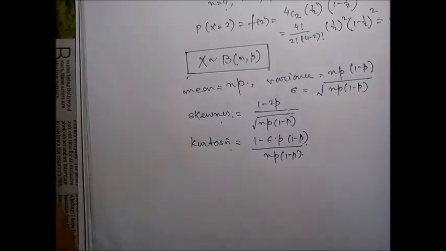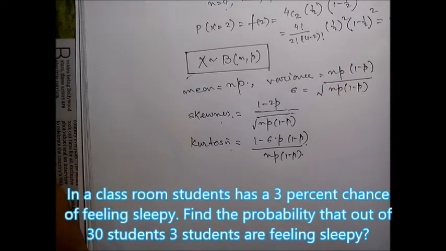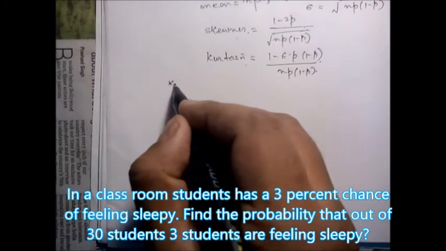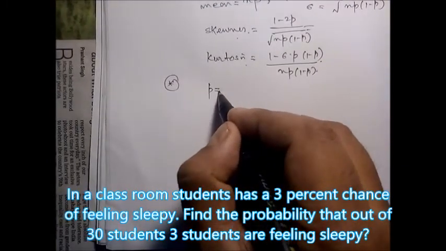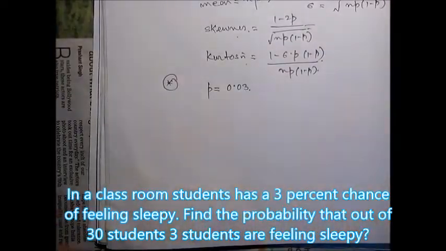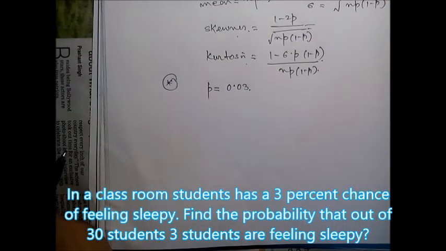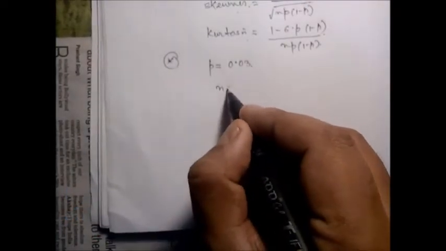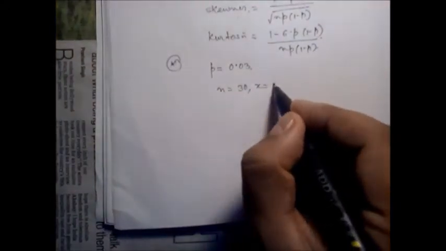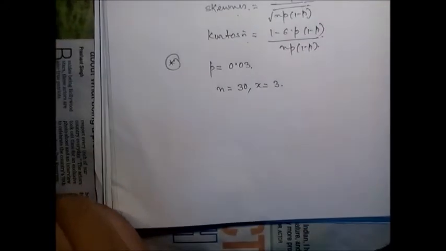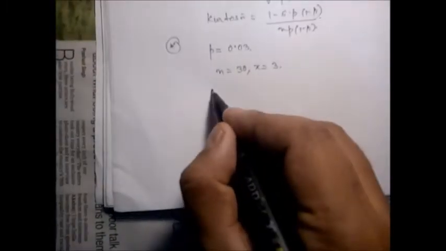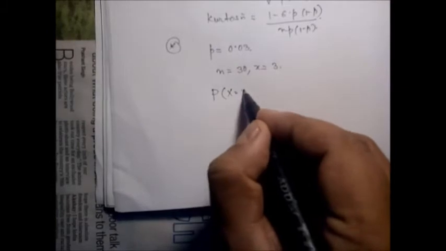First problem: in a classroom, students have a 3% chance of feeling sleepy. 3% means 0.03. Find the probability that out of 30 students, 3 students are feeling sleepy. So n is 30 and x is 3. We have to identify x equal to 3.